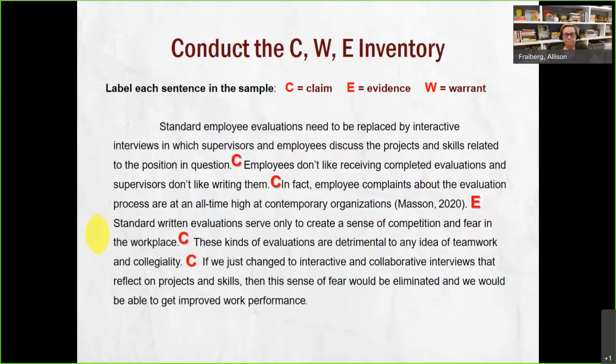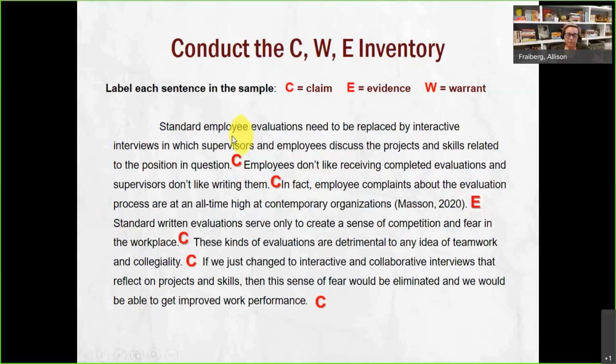It's a claim. And the final sentence: if we just change to interactive and collaborative interviews that reflect on projects and skills, then this sense of fear would be eliminated and we would be able to get improved work performance. Well, that's basically just a restatement of the first sentence, right? This is what we need to do. Well, wait a minute, it's a claim. Because wait a minute, maybe I think we need to do something else, right? Reasonable people can disagree about this.